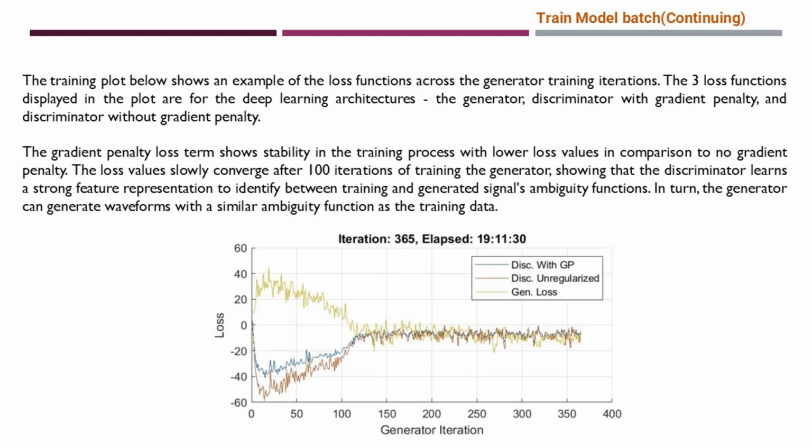The training plot below shows an example of the loss functions across the generator training iterations. The 3 loss functions displayed in the plot are for the deep learning architectures: the generator, discriminator with gradient penalty, and discriminator without gradient penalty. The gradient penalty loss term shows stability in the training process with lower loss values in comparison to no gradient penalty. The loss values slowly converge after 100 iterations of training the generator, showing that the discriminator learns a strong feature representation to identify between training and generated signals' ambiguity functions. In turn, the generator can generate waveforms with a similar ambiguity function as the training data.